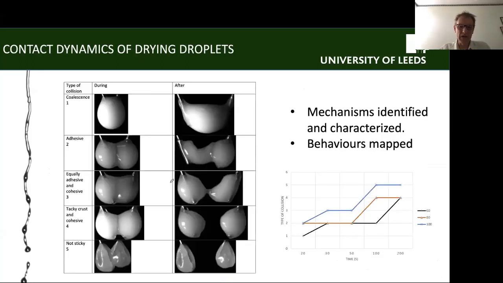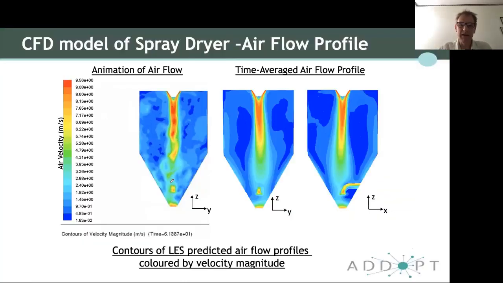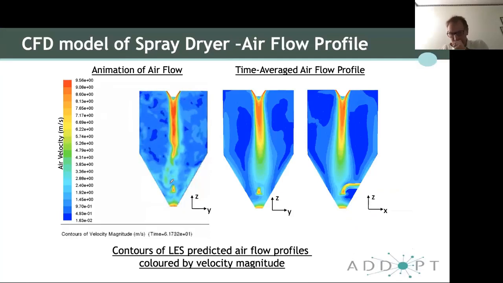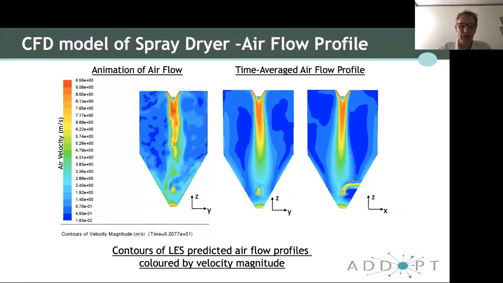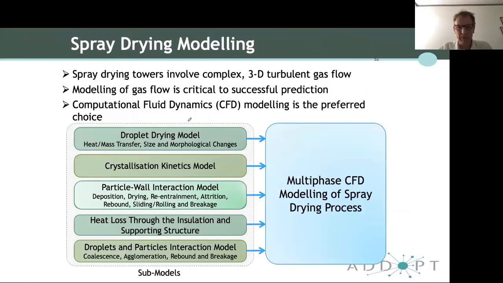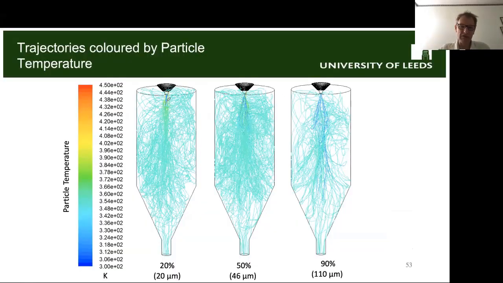We've looked at different ways of looking at contact dynamics where we're drying at the same time. But in terms of modeling, this was some work which started with the Adopt project, where we modeled a spray dryer and improved the airflow. But if we want to model drying in a spray dryer, we need to couple in the dynamics of the droplets, and we need to couple in what's going on within the droplets. And we can model here some trajectories of particles in a spray dryer. So the droplets are formed, they swirl around, they come out the bottom. Their behavior changes with size.